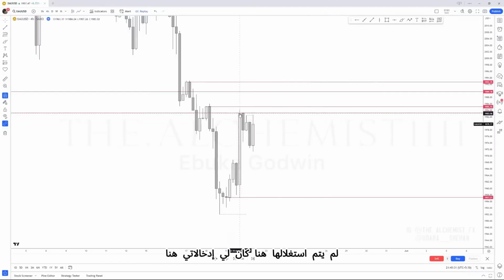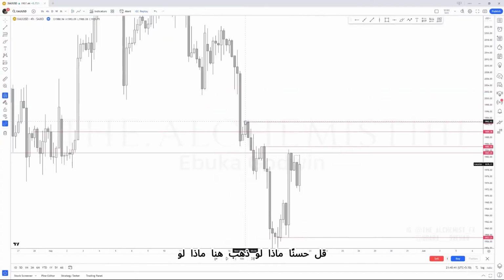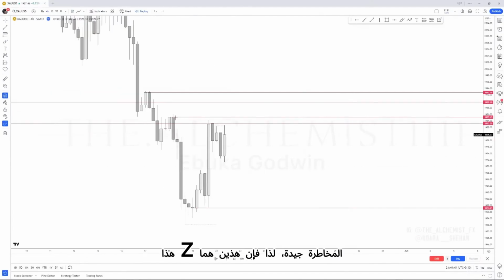I had my entries here, one entry here and another entry here. Now you might wonder, what if it goes here? If you are someone who thinks like that, you will never have an entry. Then I can also say, what if it goes here? No, you need to be able to take the risk. So this is one zone and this is one zone. Just consider this as one zone and this as one zone. So we have two zones.